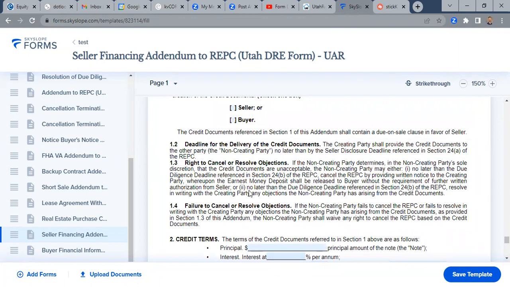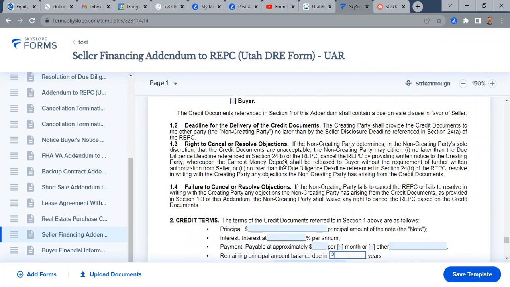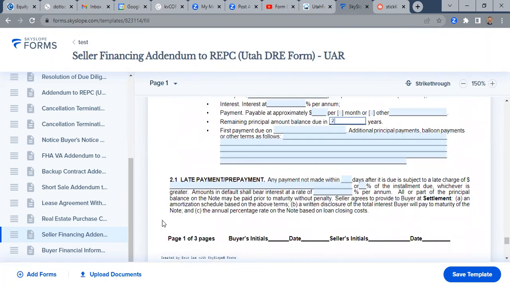And then everybody has, no later than the due diligence deadline, to review all of that and make sure that those terms in that note are good, is what you agreed to. All right. And then we've got late payments.